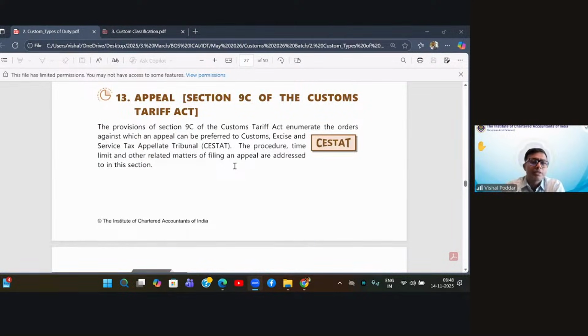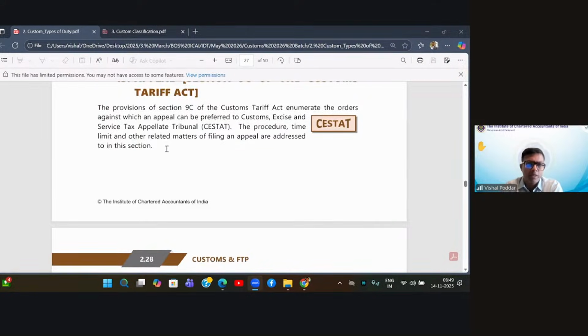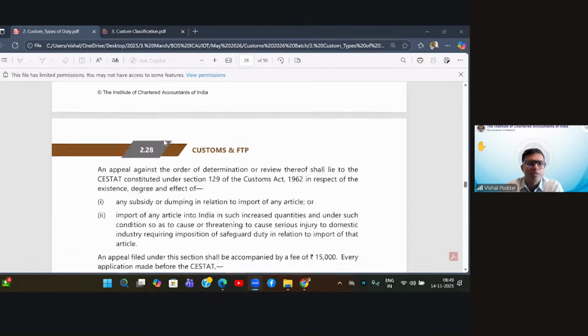Now, in case you are not happy with the decision of the government or you want to challenge any of the above, the provisions are in 9C, which provides that against the orders levying any of the above duties, you may go in for appeal to the tribunal, which is the Customs, Excise and Service Tax Appellate Tribunal, that is CESTAT. Now, anyway, service tax is not there. Excise has also been reduced to few goods, but the tribunal is still called the CESTAT.